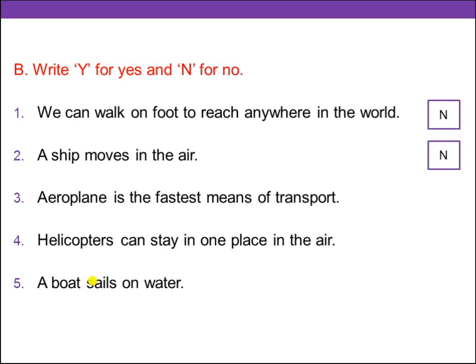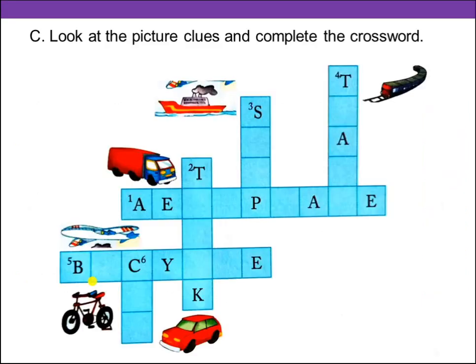Third one, aeroplane is the fastest means of transport. Yes or no? Yes, it is the fastest means of transport. Fourth one, helicopters can stay in one place in the air. Yes, the answer is yes. You have to write Y. See the last one. A boat sails on water. Yes or no? Yes, a boat sails on water. The answer, you have to write Y inside the box. Finished? Yes.